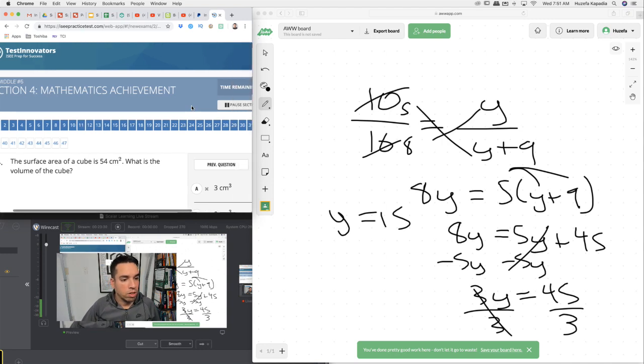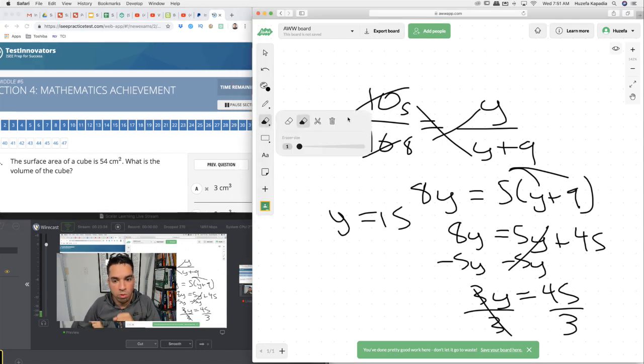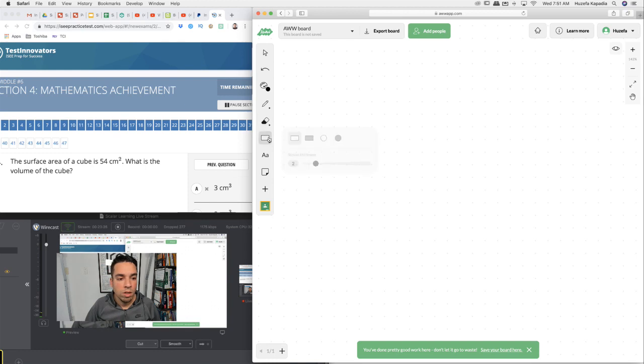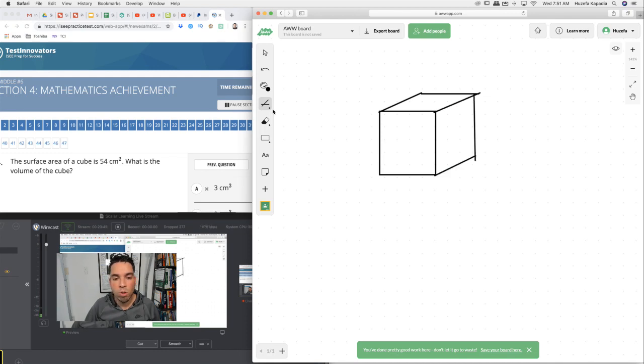Next, the surface area of a cube is 54. So look, a cube has 6 sides. They're saying the total surface area is 6 sides. A cube, all the faces are equal. So just divide that by 6.